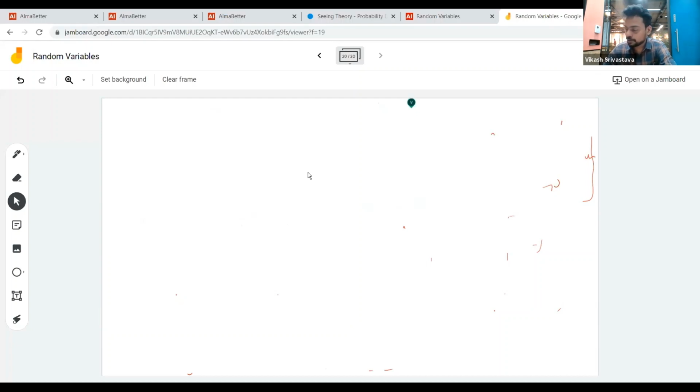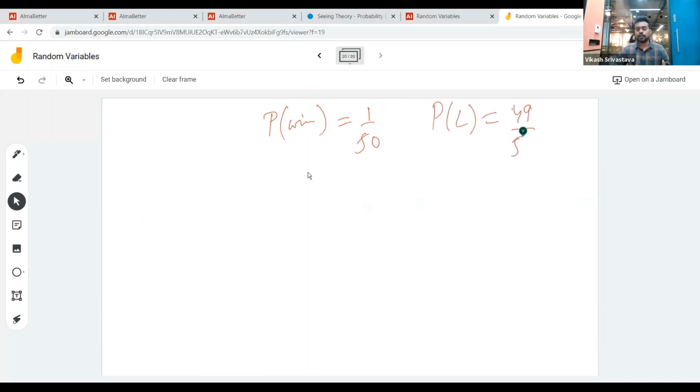So the probability of winning the lottery is 1 by 50 because you're playing with 50 friends. Probability of losing is 49 by 50. The cost of the lottery is 10 rupees, and when you win, you'll get 100 rupees. So do you think you should play this game? To answer this question, we can ask: what is the expected profit that I can make?